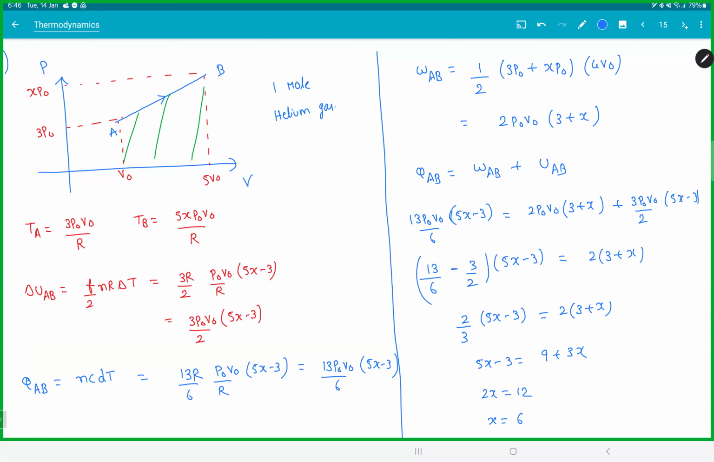So basically, you need to find the work done from A to B, delta U from A to B, Q from A to B, and use the first law of thermodynamics. Everything will come in terms of X, so X will come out from there. This is a little lengthy, but a proper advanced integer question. And again, I really didn't teach you anything. I just taught you the first law. You know how to find delta U, dQ is nC dT, C is given. Work done is area under the graph.